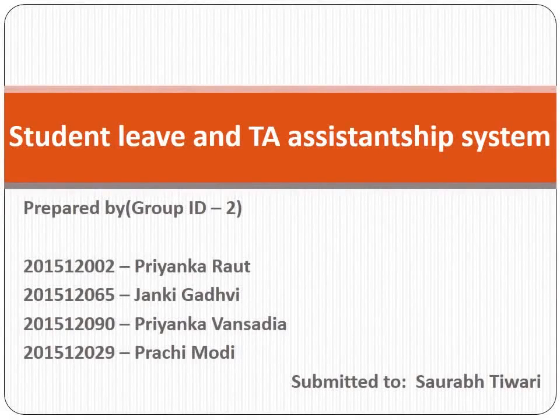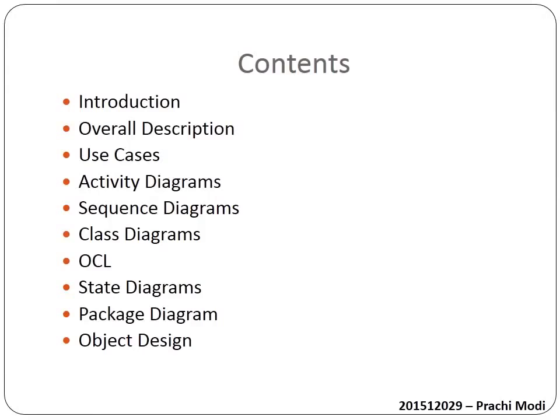This is a group 2 presentation. Our system is the student leave and TA assistantship system. The group members are Priyanka Rawat, roll number 02, Prachi Modi, that is me, roll number 29, Janki Gadvi, roll number 65, and Priyanka Vasandhya, roll number 90. The contents of our presentation are introduction, overall description, use cases, activity diagrams, sequence diagrams, class diagrams, OCL, state diagrams, package diagram, and object design.